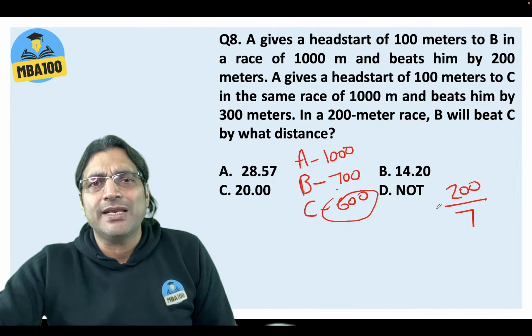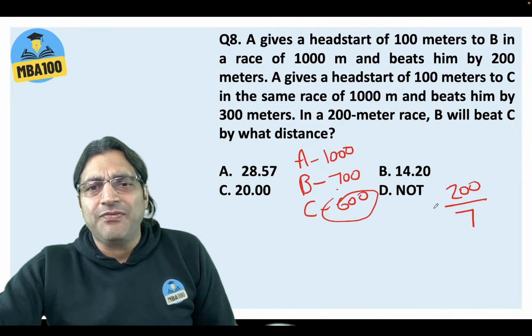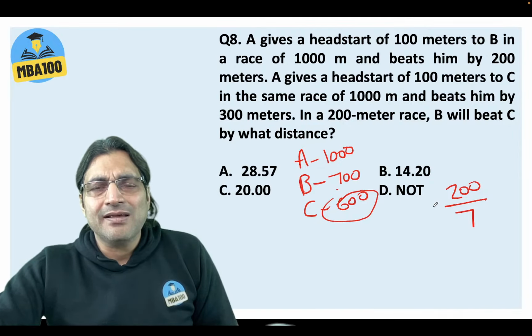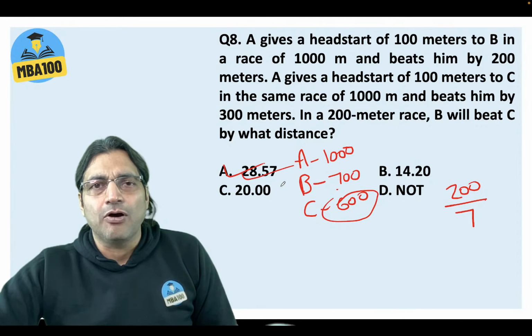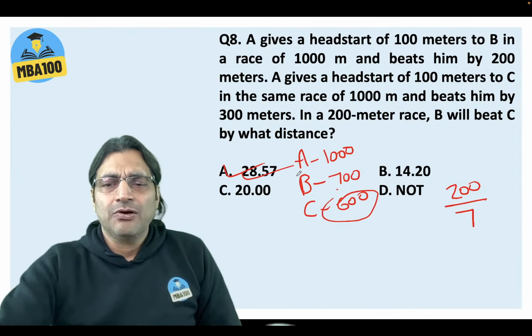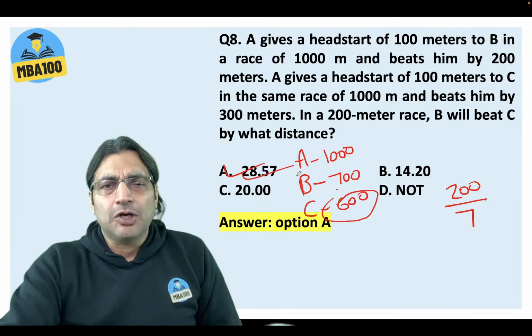Why did I need to get into any calculation for this? My point is that the ratio of speeds of B and C is 7:6. So whatever distance B runs, C would run exactly 1/7 less. So your answer is 200 by 7, that is 28.57 straight away. All of you know that 100 by 7 is 14.28, so 2 times that. Any doubt here? Option A.